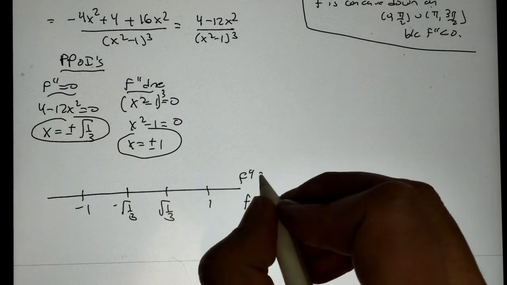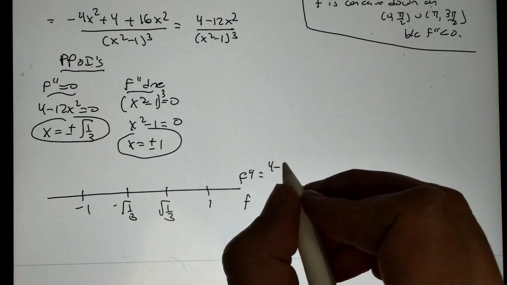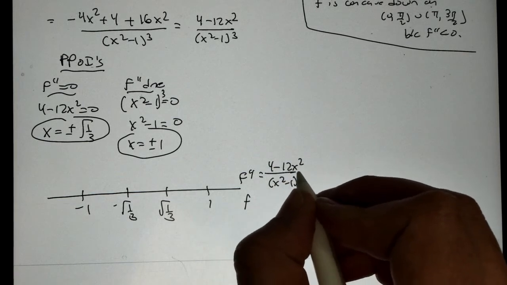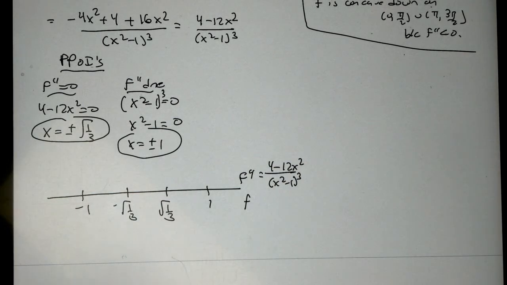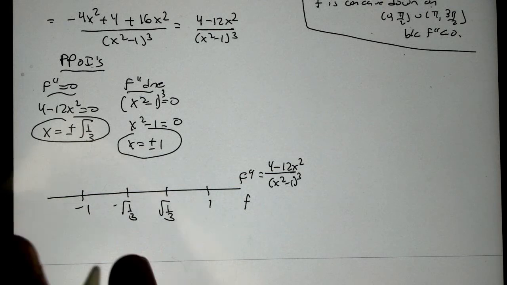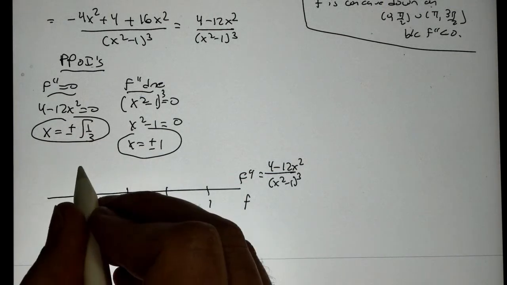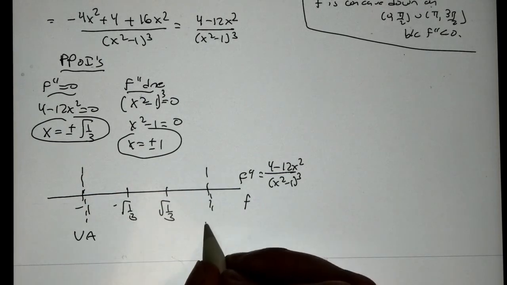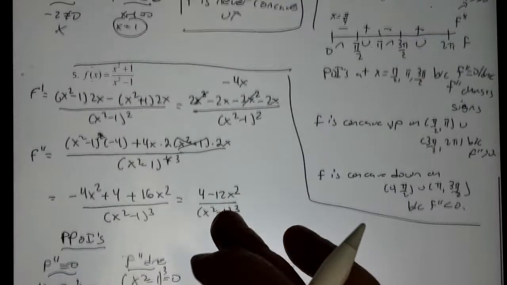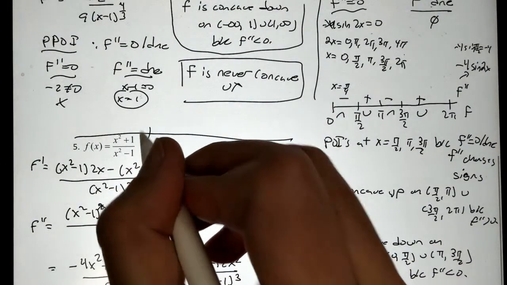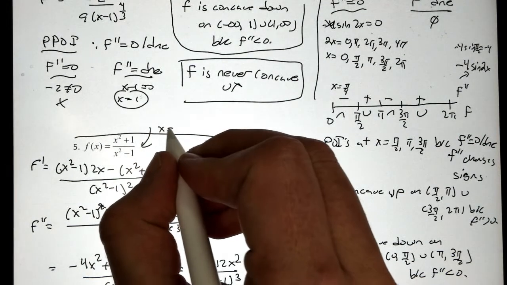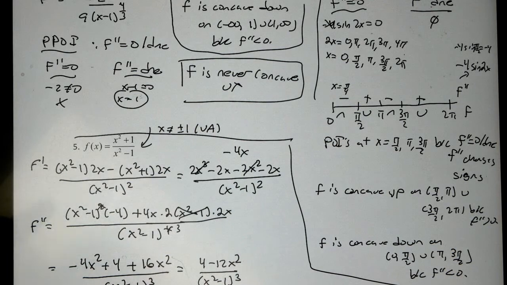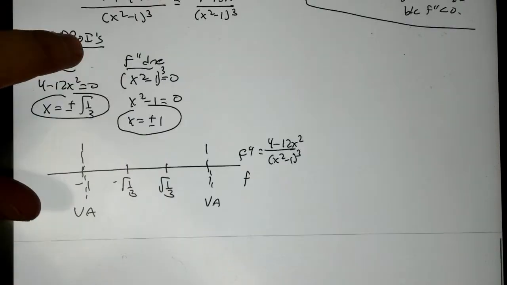Plugging into our second derivative, 4 minus 12x squared over x squared minus 1 cubed. I am going to use multiplicity. I am going to cheat. Now, we do have a slight problem, though. Right here and here, these are vertical asymptotes. I know that because if I go to the top here, this has a domain restriction. X can't be plus or minus 1. Those are vertical asymptotes, so I'm going to identify them.